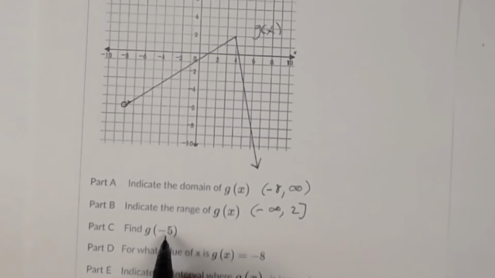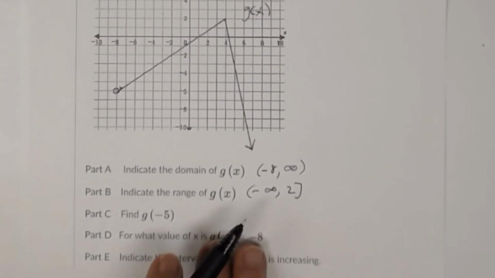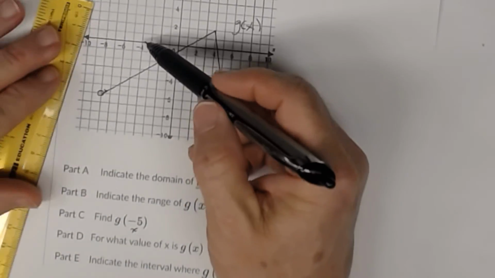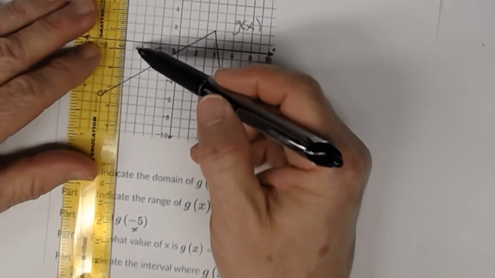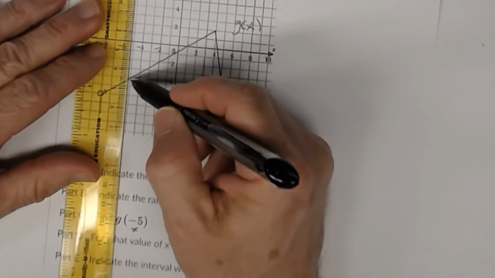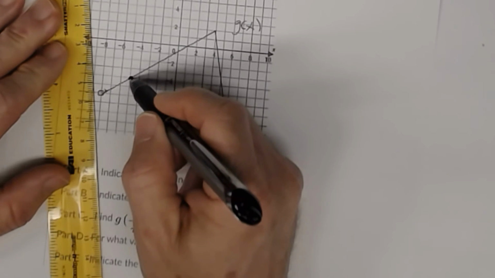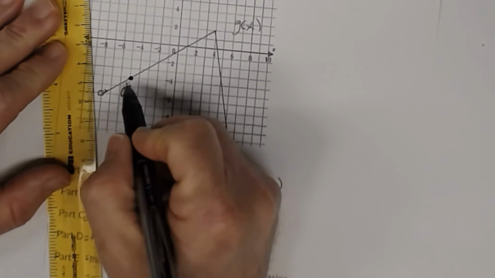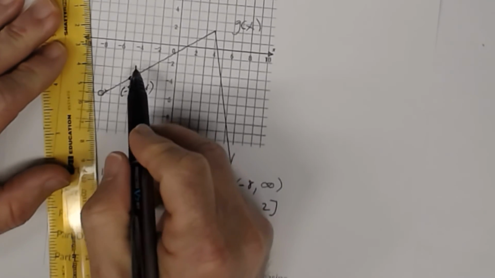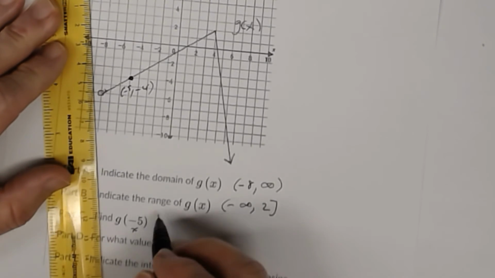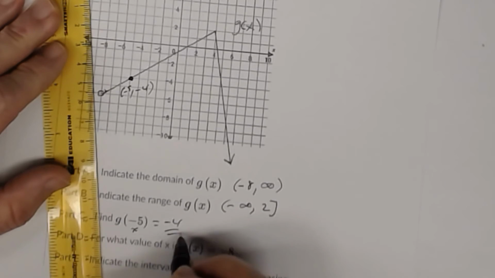G of negative 5. So remember, g of negative 5 means what's the y value when x is negative 5? Well, when x is negative 5, you got to find it. So you see this right here. So use the ruler to help you. When x is negative 5, look at this point right here. So if I label that point, that's negative 5 comma negative 4. So when x is negative 5, that means g of negative 5 is going to be negative 4.